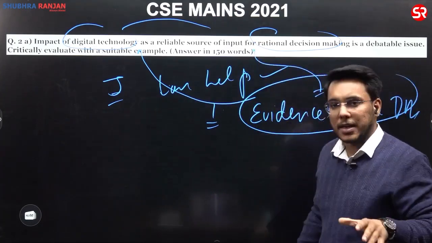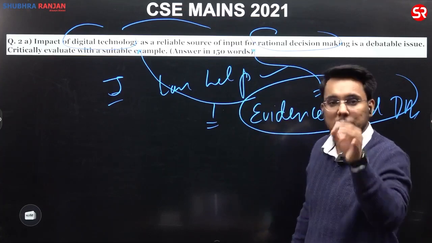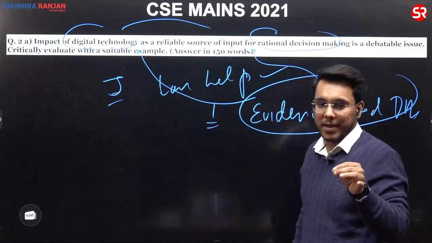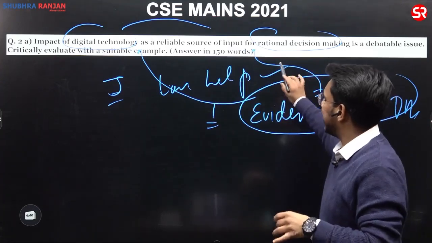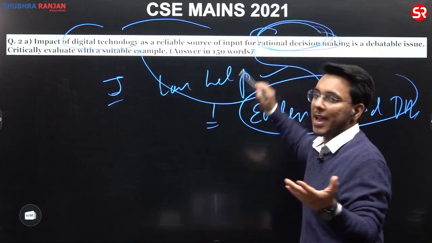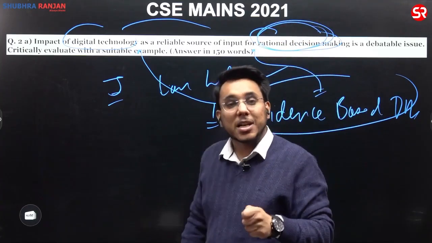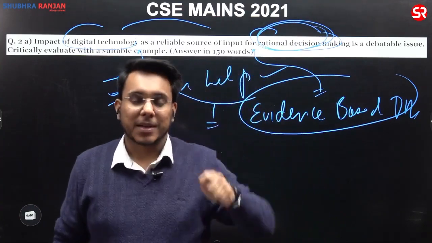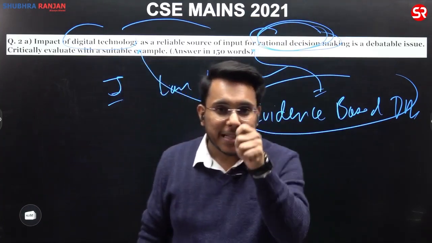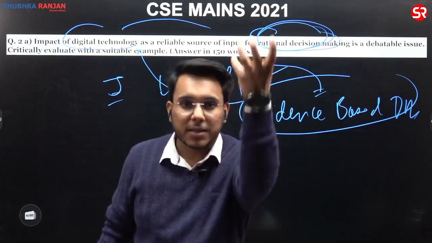So therefore, evidence-based decision making can be done through the digital technologies. You can monitor the schemes in real time. So it can help in making rational decisions, what to carry on, what not to carry on. Secondly, digital technologies can augment the capacity of a state. It can further augment it.